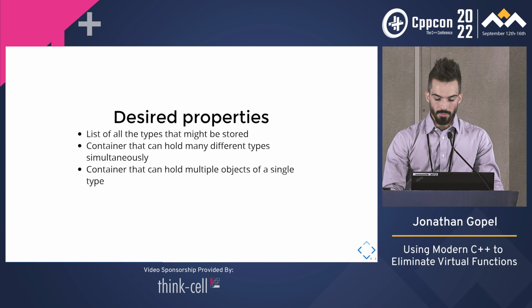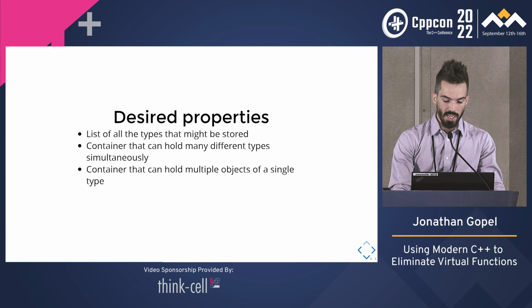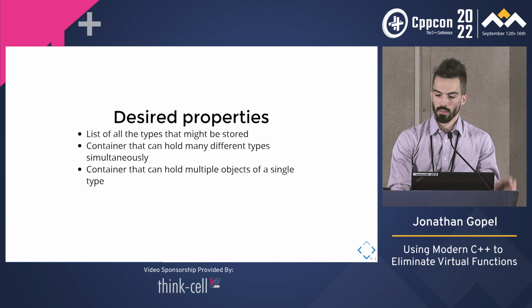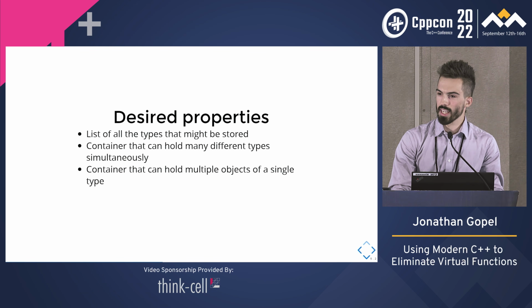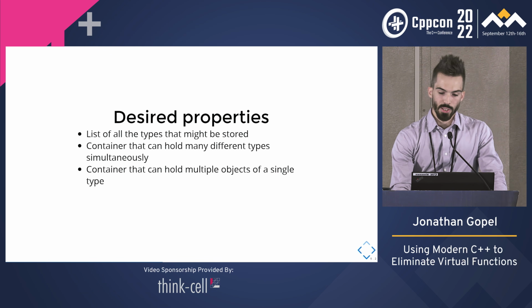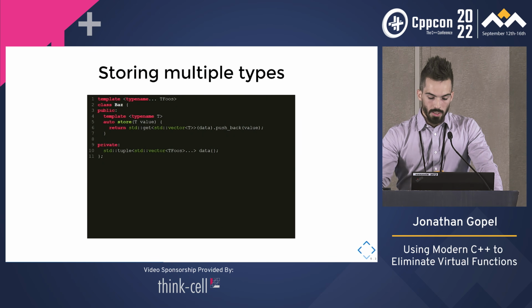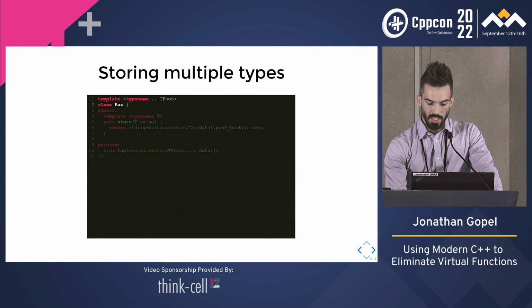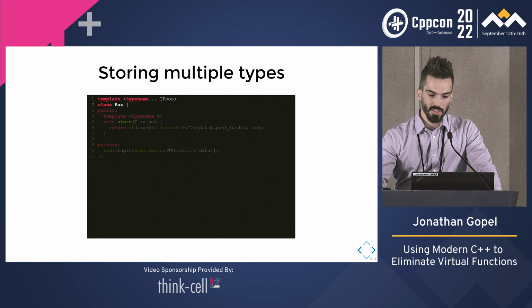And then if we were guaranteed one of each, you might want to reach for something like optional, but I can't think of a use case in which that would be relevant, but if you have that use case. So let's look at an implementation without virtual. So we've got a container. It's parameterized on some type list, TFoos.